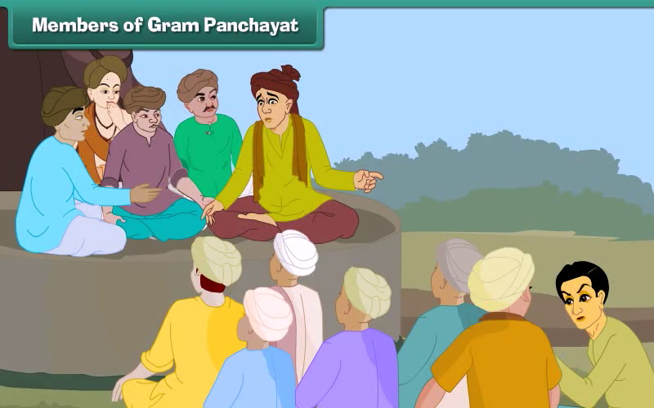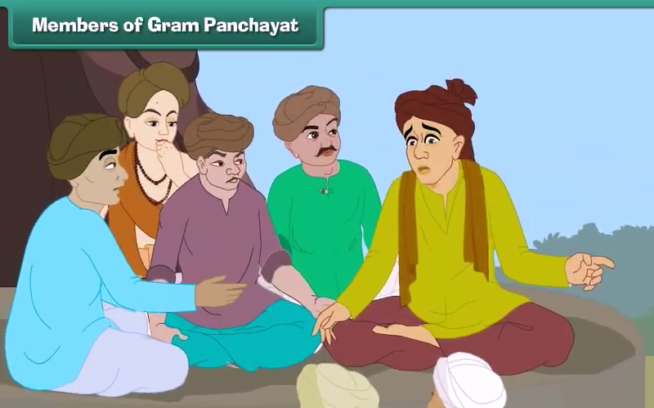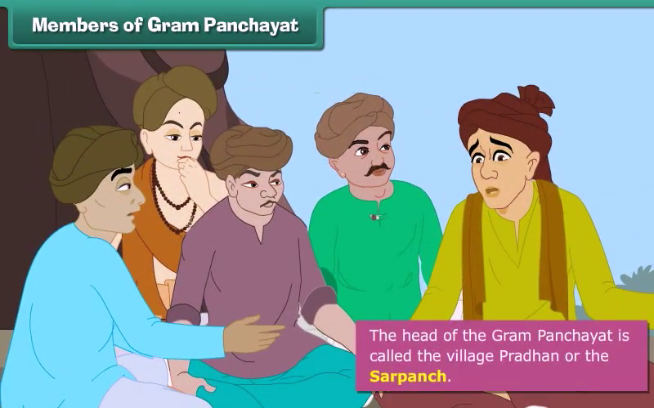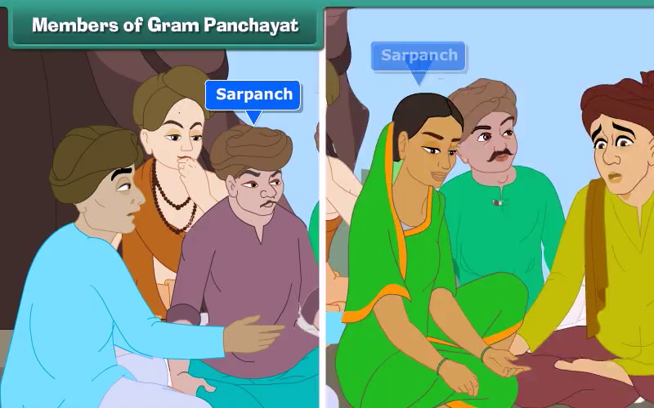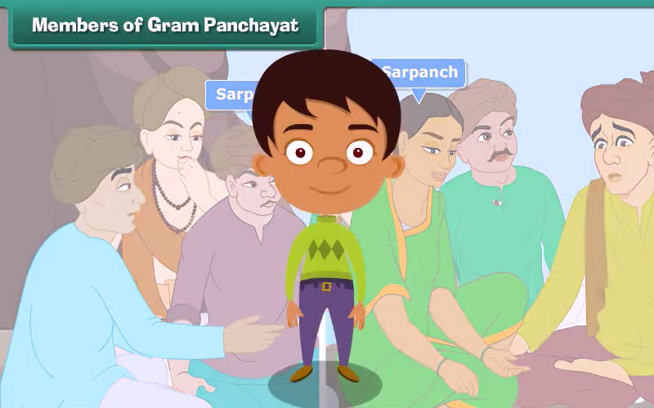Members of Gram Panchayat. A Gram Panchayat consists of 5 members. The head of the Gram Panchayat is called the village pradhan or the sarpanch. The sarpanch of a Gram Panchayat can be a male or a female. The members of a Gram Panchayat hold meetings to solve the problems of the villagers. The Panchayat solves land, water and other disputes among villagers.